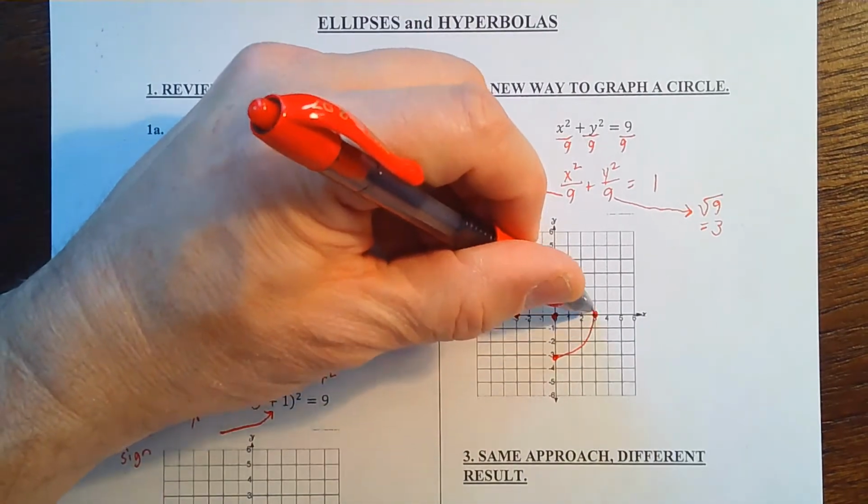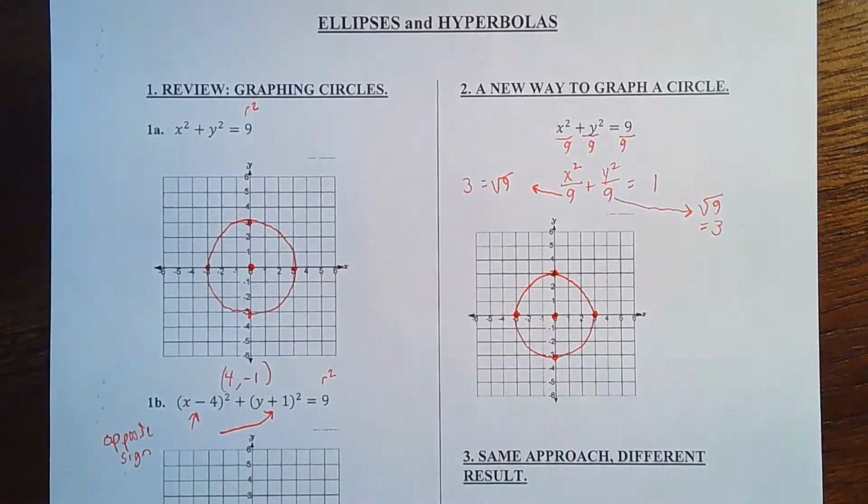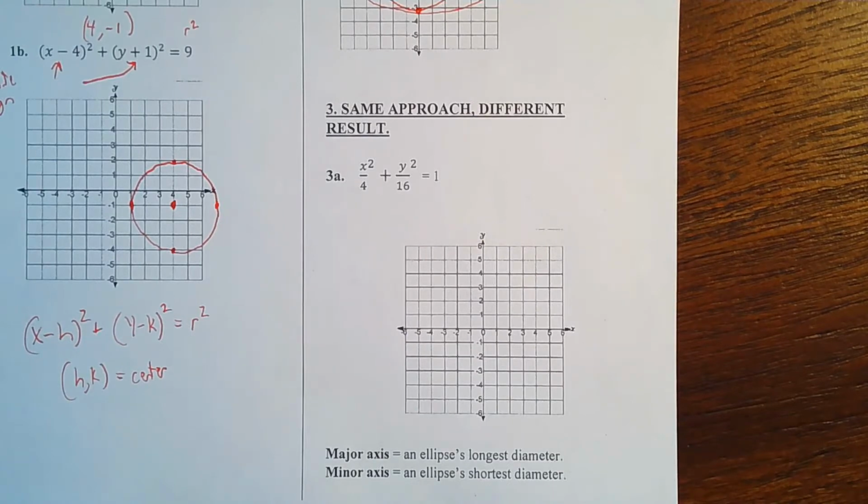And I basically have my 4 points, which when I draw a circle around them, there's my same familiar circle with the radius of 3 and the center at the origin. Now let's jump down to number 3, and we're going to do the same process that we just did to graph the circle, but we're going to have different numbers underneath the x squared and the y squared.